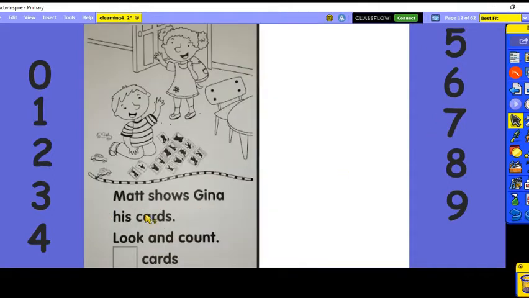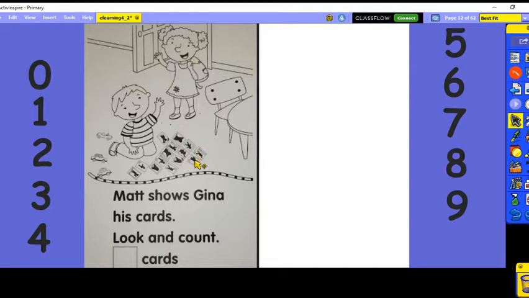Matt shows Gina his cards. Look and count. Okay, so let's count the cards. Now you can see he has them kind of scattered out. So let's use our counting strategy of counting them in an order. Let's go orderly so we make sure that we don't count any of them twice. 1, 2, 3, 4, 5, 6, 7, 8, 9, 10, 11, 12, 13, 14.